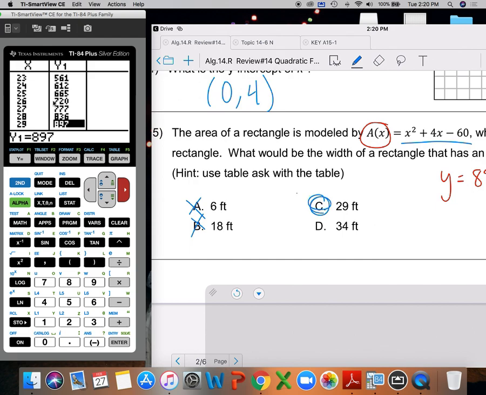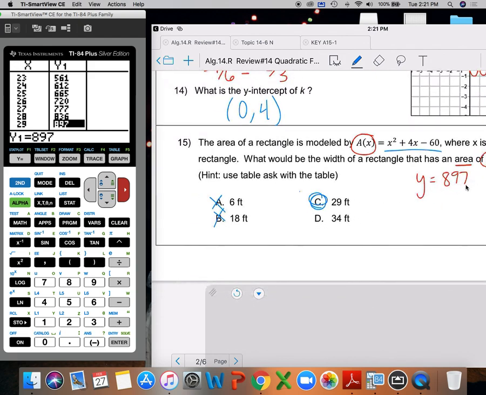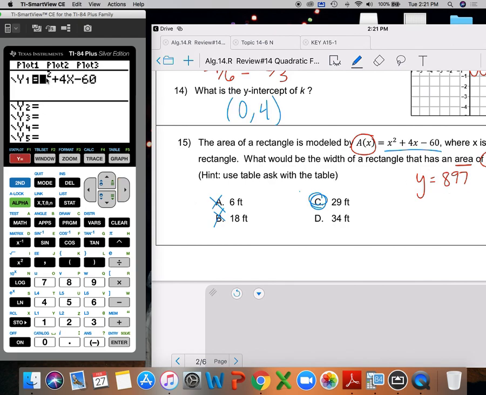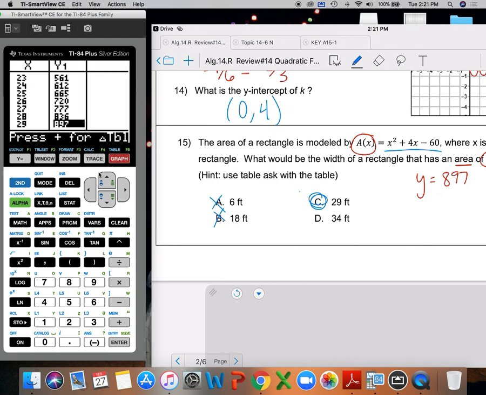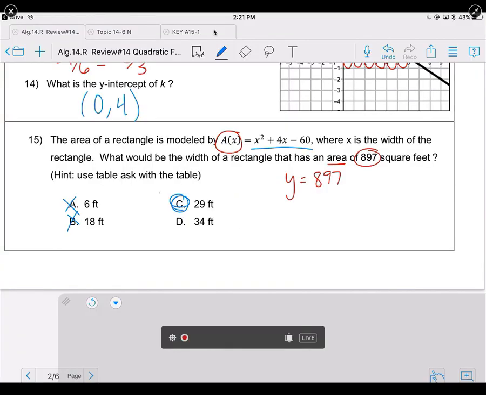So I'm being given a y value and 4 different x values, and all I'm really looking for is which of these x's has this area of 897 for the y. So again, all you have to do is plug in your function to y equals, go to the table, so second graph, and look at your x values until you get the y value that matches what you've been given, which is 897.